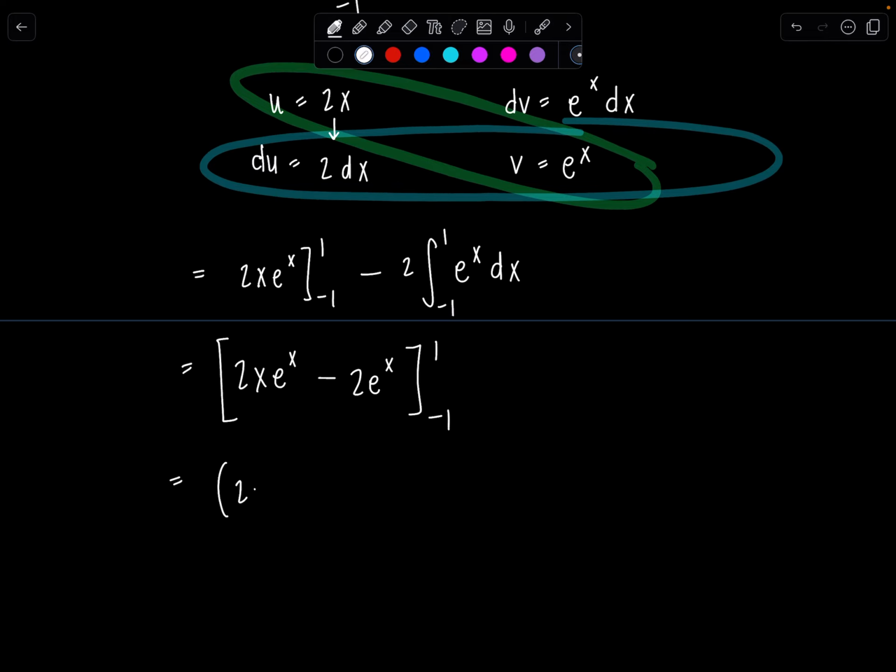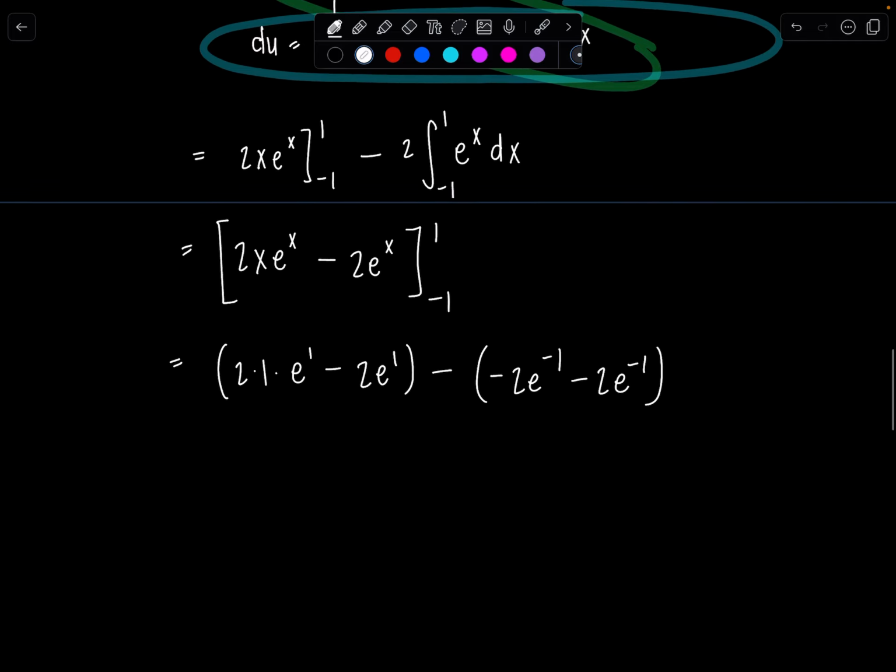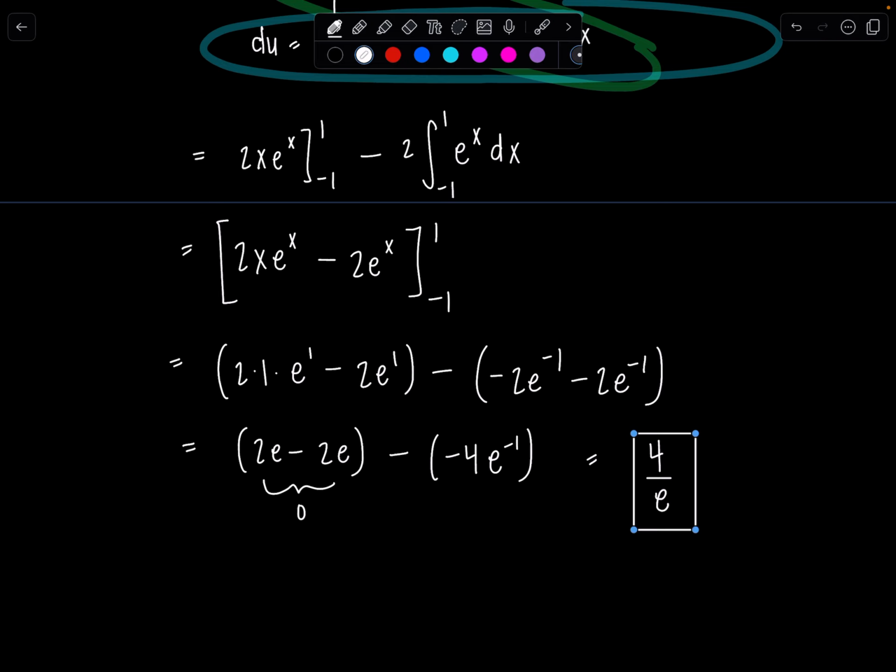So here we have 2 times 1 times e to the first minus 2 e to the first, minus the lower limit, that's going to be negative 2 e to the negative first minus 2 e to the negative first. Good. So what is this? 2e minus 2e minus negative 4 e to the negative first. So this is just 0. And this will end up giving me positive 4 e to the negative first, or 4 over e. And that's it. We're done.